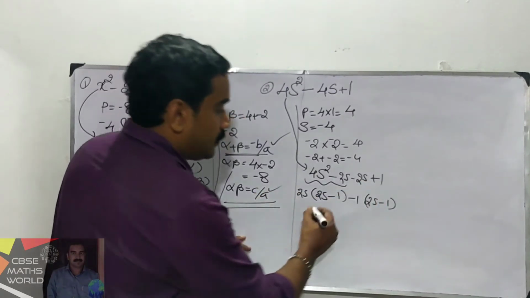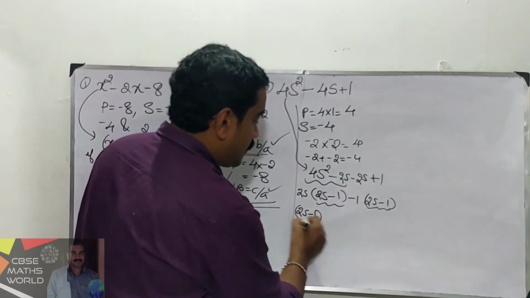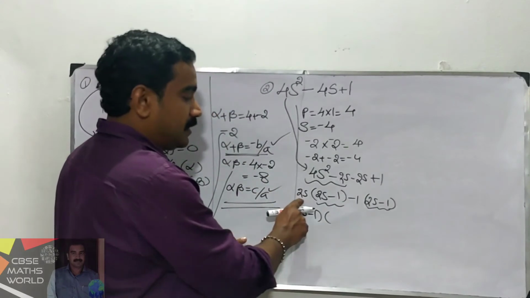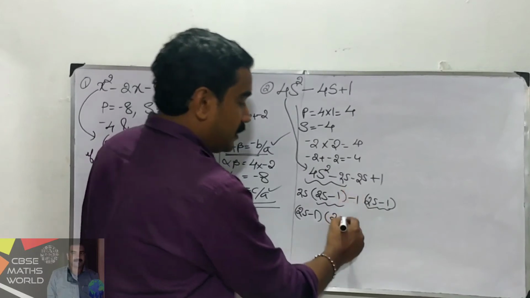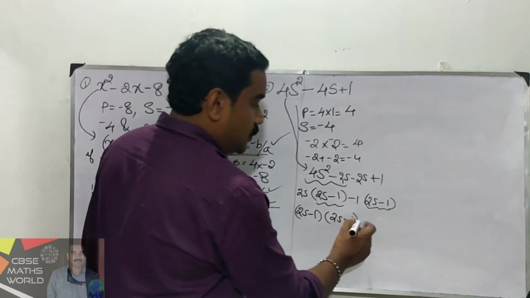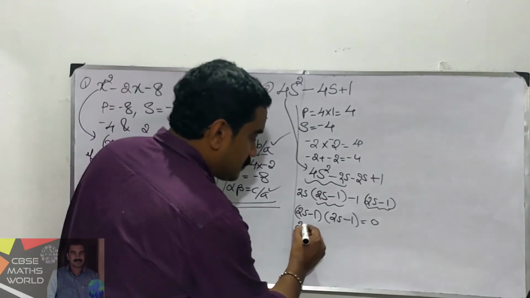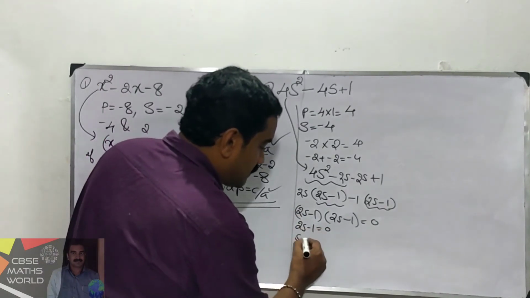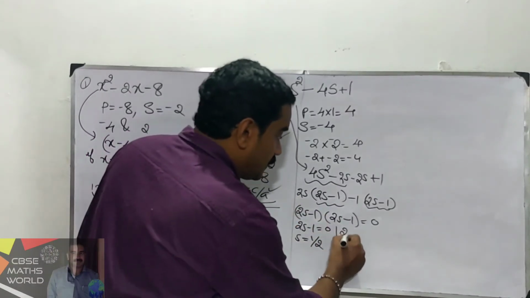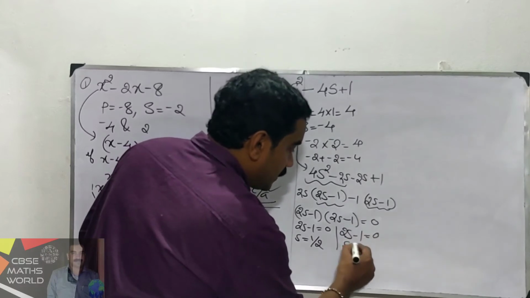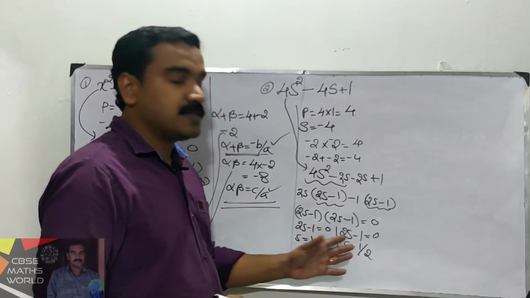So now what is the common? 2s minus 1, 2s minus 1. Take 2s minus 1 as common. If you take 2s minus 1, what is remaining here? 2s. If you take 2s minus 1, what is remaining? Minus 1. So 2s minus 1 into 2s minus 1, equate this to 0. If the first bracket is equal to 0, if 2s minus 1 is equal to 0, what is the value of s? s equal to 1 by 2. Same way here also. If the second bracket is equal to 0, you will get s equal to 1 by 2. So we got two values for s: s equal to 1 by 2, s equal to 1 by 2.